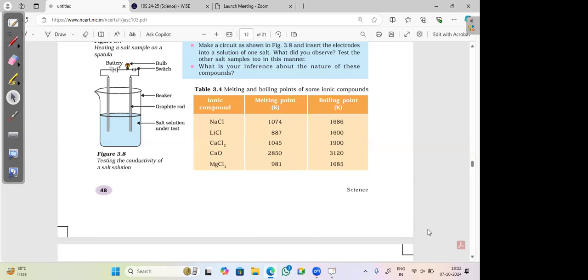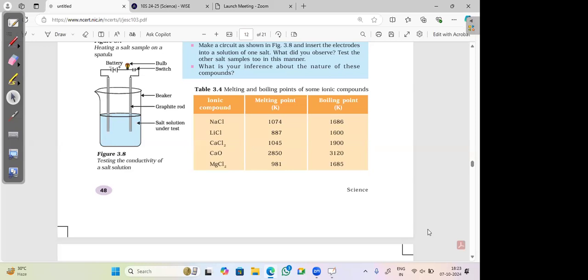All right. What about their electrical conductivity? Are these ionic compounds good conductors? Yes, sir, they're good conductors. Okay. So ionic compounds are good conductors. All right. But in what state? In the solid state, the ionic compounds are not good conductors. They are poor conductors of electricity.